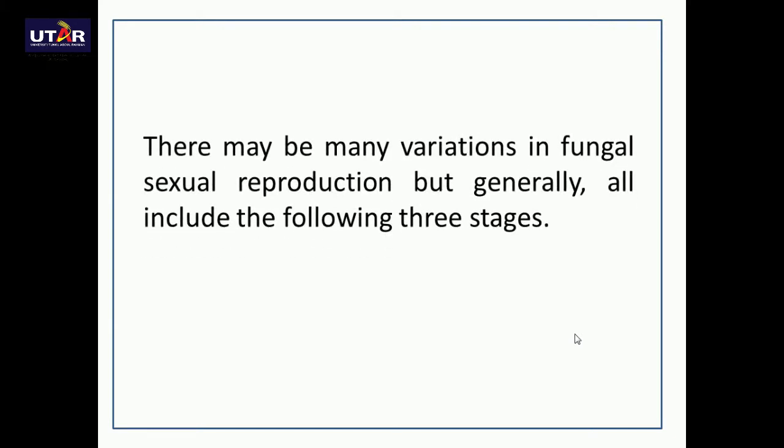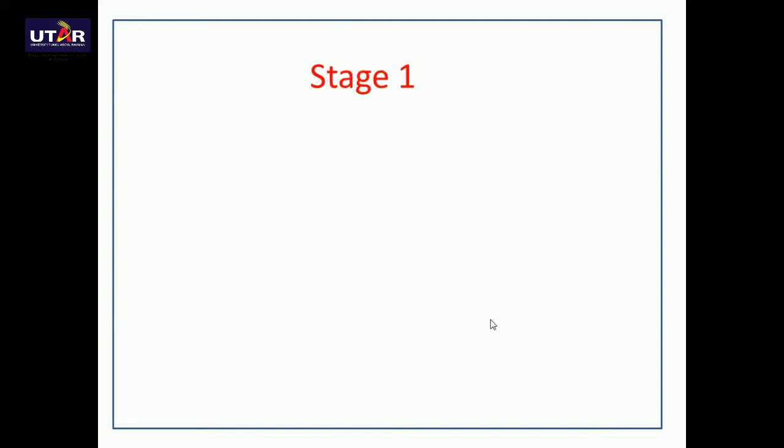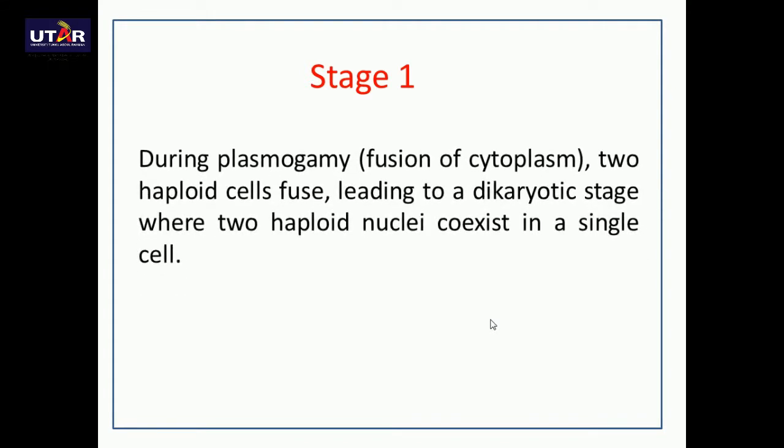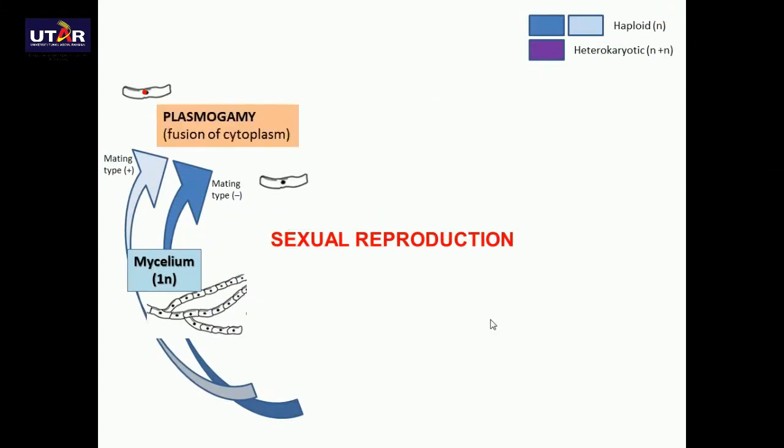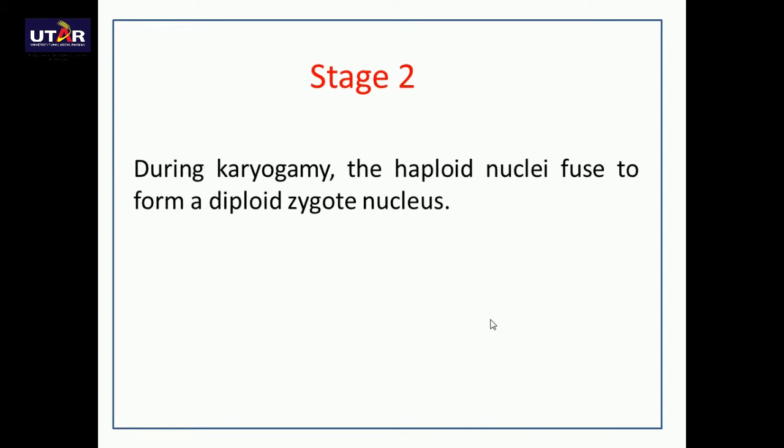There may be many variations in fungal sexual reproduction, but generally all include the following three stages. Stage 1. During plasmogamy, that is fusion of cytoplasm, two haploid cells fuse, leading to a stage where two haploid nuclei coexist in a single cell. Stage 2. During karyogamy, the haploid nuclei fuse to form a diploid zygote nucleus.